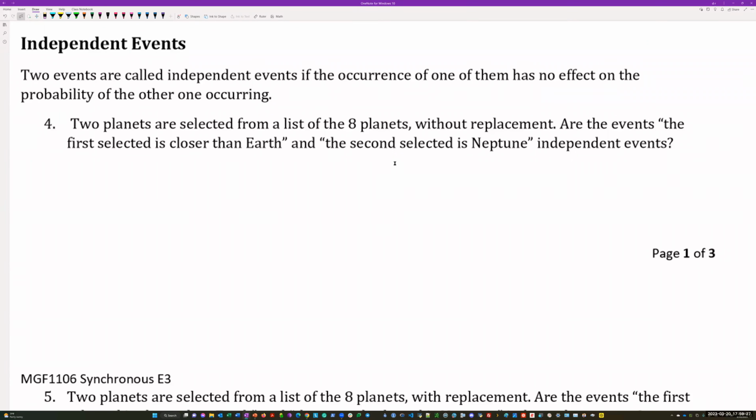So two events are called independent events if the occurrence of one of them has no effect on the probability of the other one occurring. These things are a little annoying, the question sheet picks. But anyway, two planets are selected from a list of 8 planets without replacement. Are the events, the first one selected is closer than Earth, and the second is Neptune, independent events? Huh?